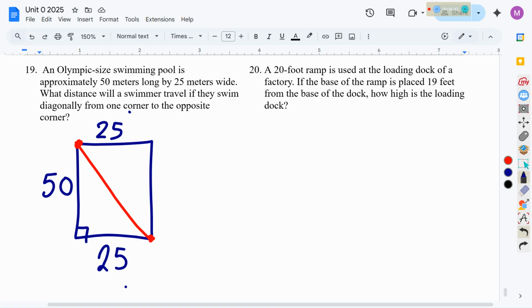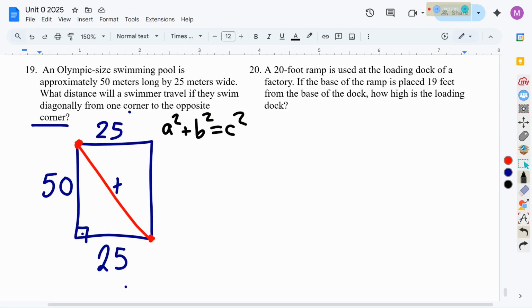Also, inside the problem, if it says to the opposite corner, we know that means they have corners, and therefore it is a rectangular swimming pool. So we want to find the length of this side, and that's my x or my c, if you will. So I could put an x right there and try to find that, and then we could use our formula: a squared plus b squared equals c squared.